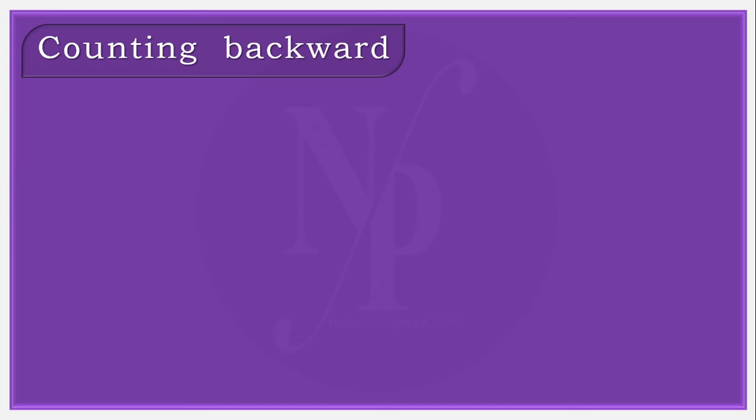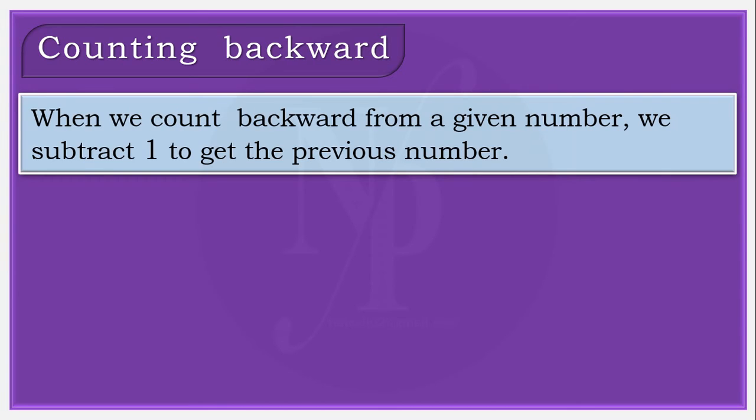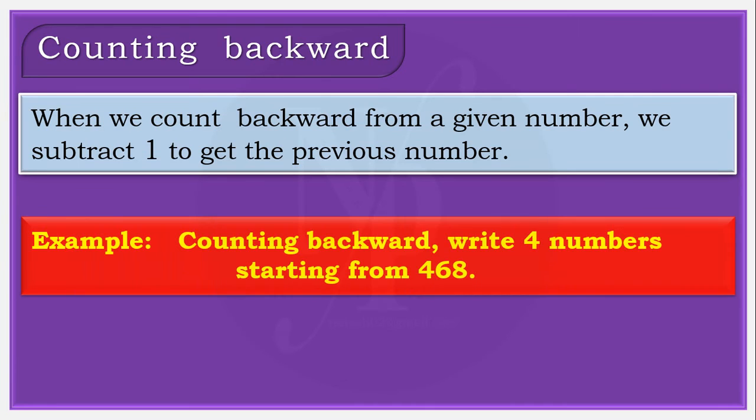Now let us see what is counting backward. When we count backward from a given number, we subtract 1 to get the previous number. Let's take an example. Counting backward, write 4 numbers starting from 468. First we will write down 468. This time we are counting backward.